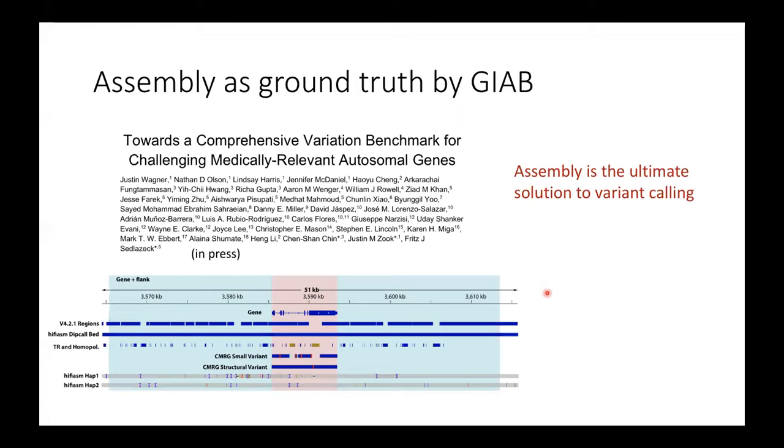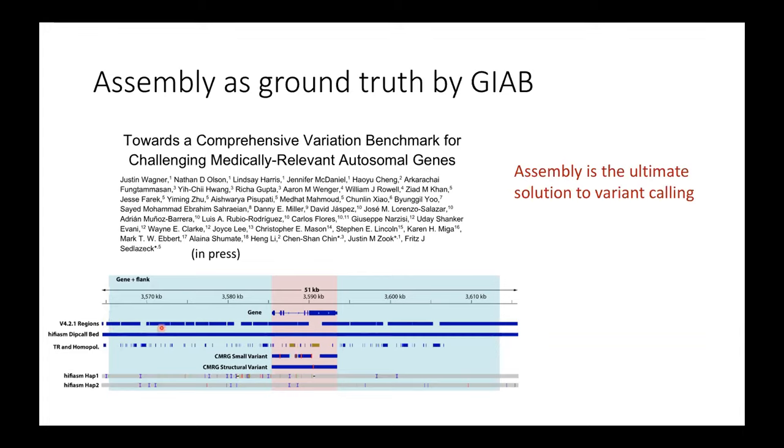And because of the power of HiFi assembly, especially the haplotype-resolved assembly, Genome in a Bottle, the leading group doing this human variant benchmarking work, basically chose the HiFi assembly as the baseline. There are still some small errors in the assembly, but they do manual curation. For large parts, they basically take this as the ground truth. They are using this because it has higher power than the typical read mapping approach.